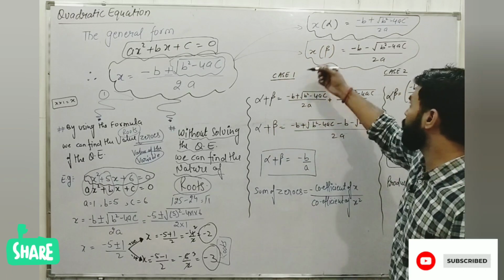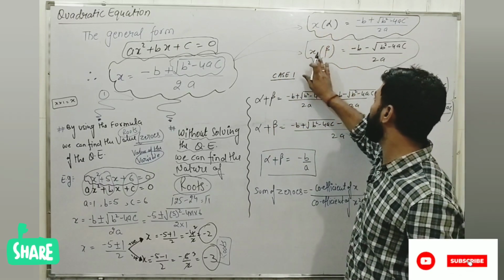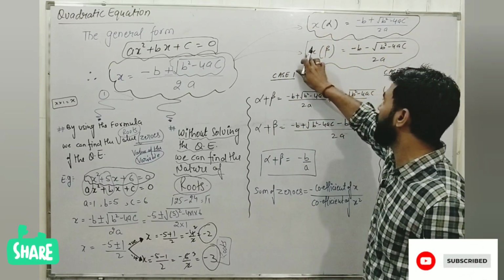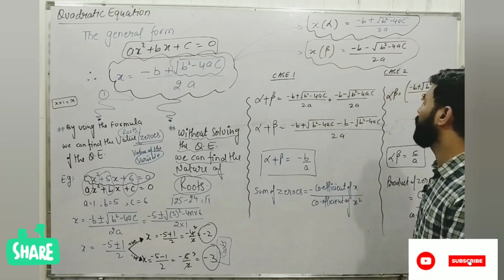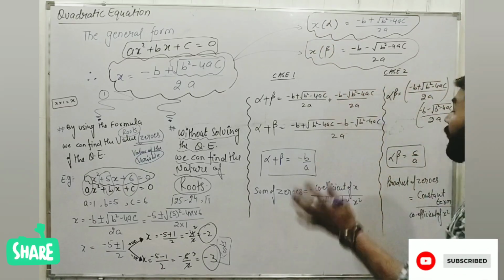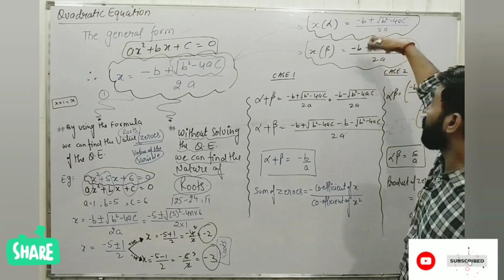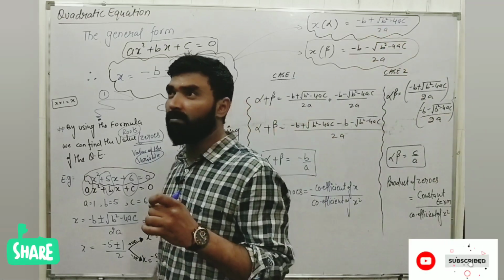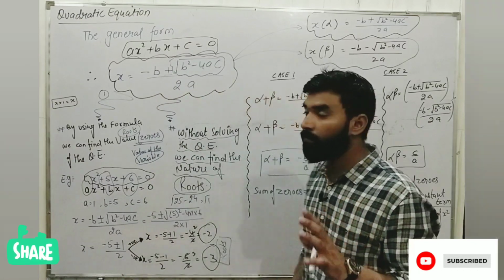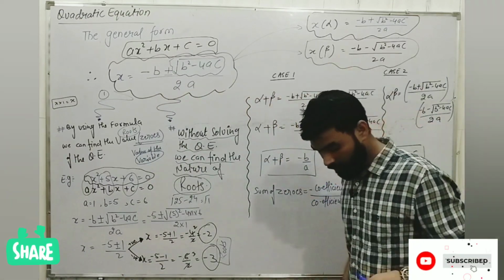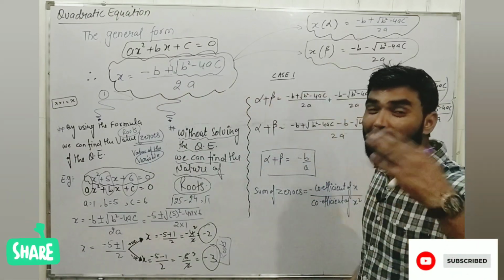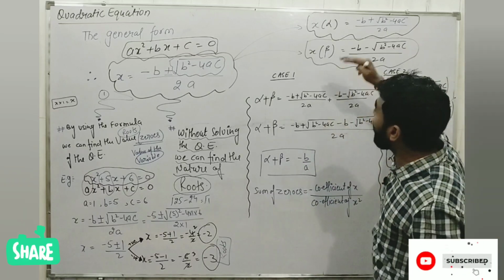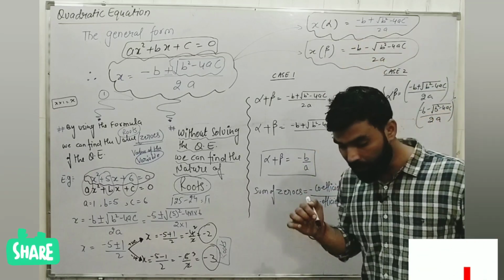Got it? If you want, you can give the name alpha to this value, and beta to this value, it doesn't matter, right? And from these two values, they have done so many things. First, they have added both of them, right? So they reach the conclusion that if you add both the roots, there will be a relation.